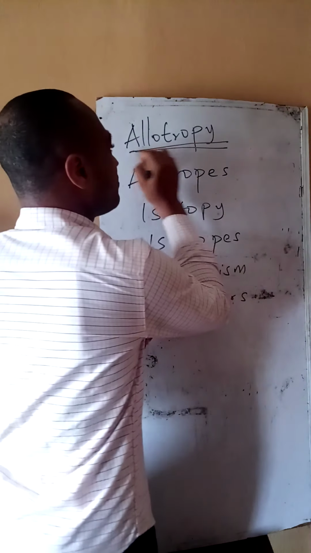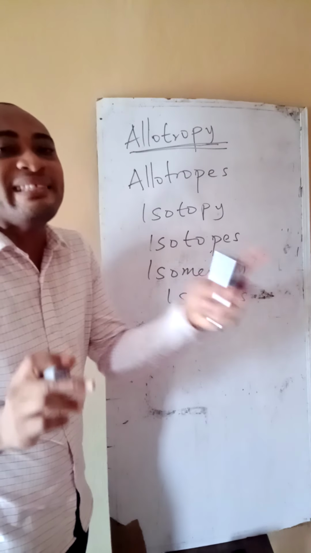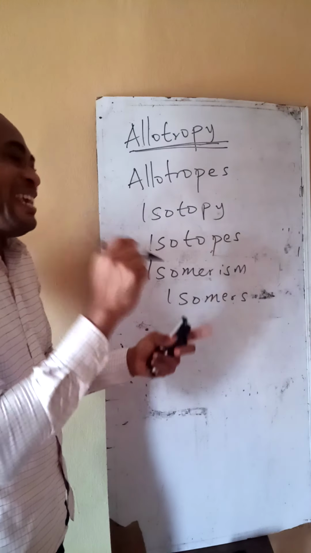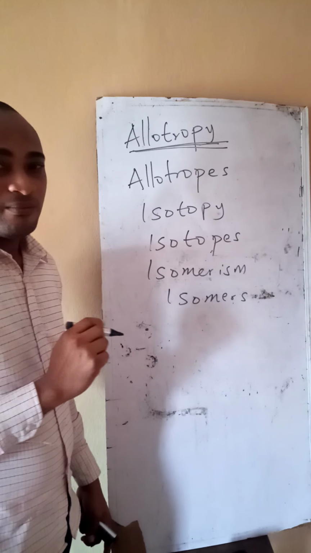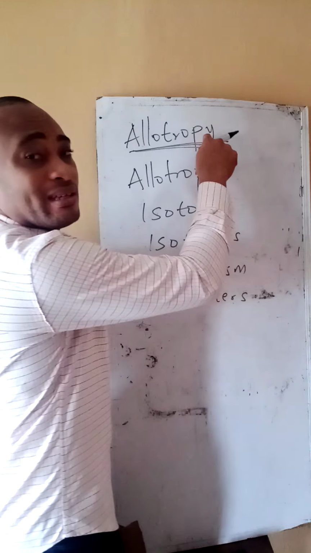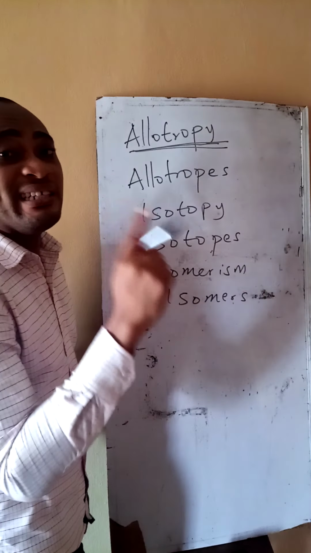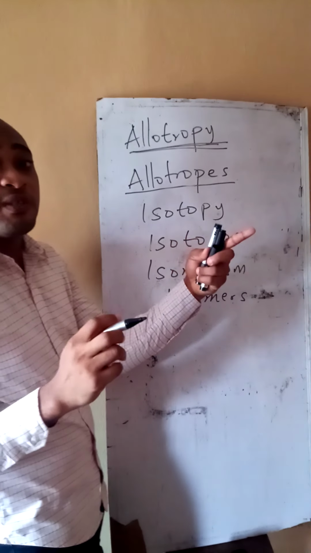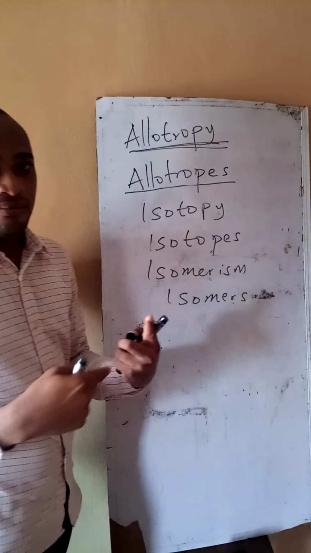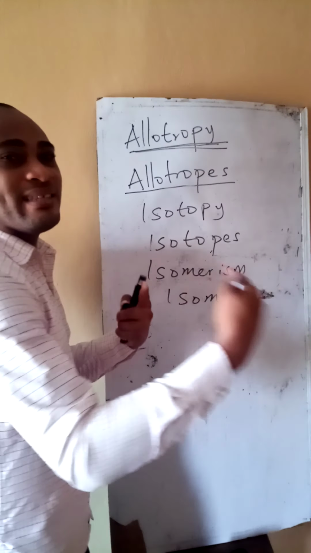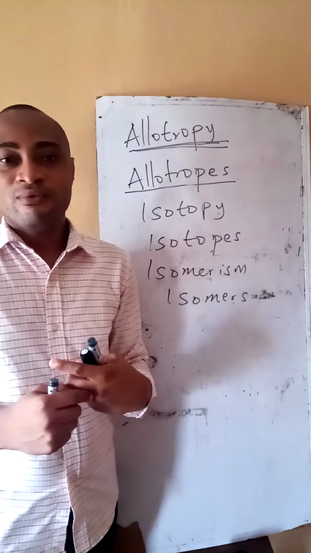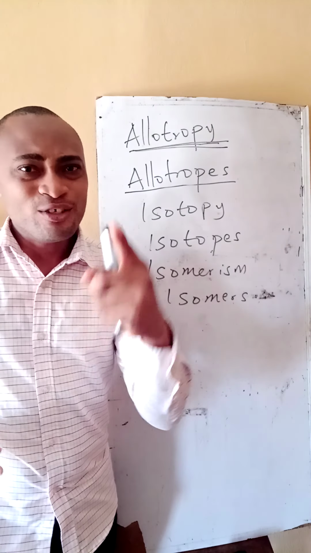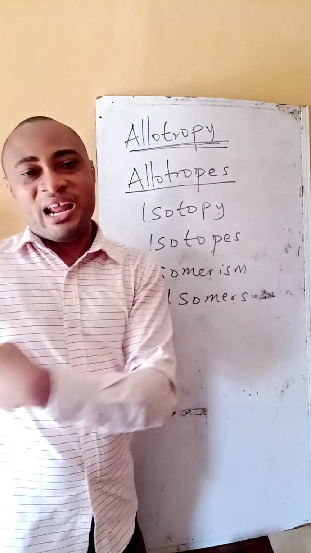What is allotropy? This is the existence of an element in 2 or more forms in the same physical state. Allotropes. Now look at the name, allotropes. These are elements, not existence now. These are elements that exist in 2 or more forms in the same physical state. I trust you understand that. So the existence of that word and without that word.